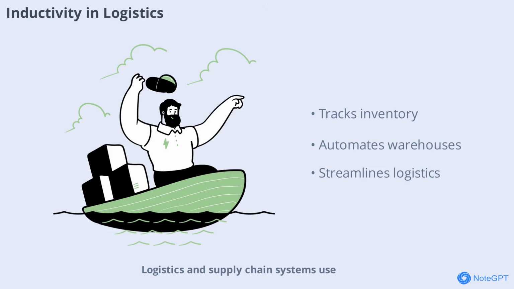Logistics and supply chain systems use inductivity in tracking devices and automated warehouses. Inductive sensors help monitor inventory, track shipments, and streamline operations for greater efficiency.